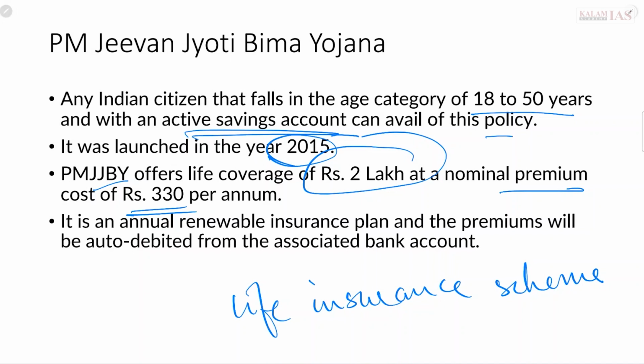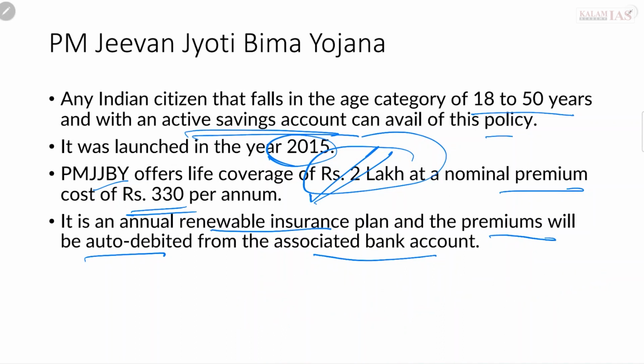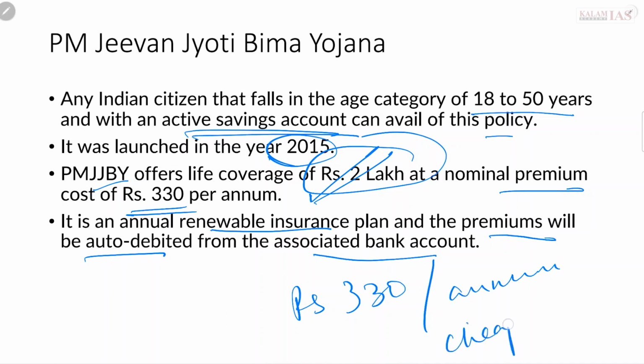Okay, so you pay only rupees 330 every year, but in case of death, the dependents or the nominees of the life insurance policy will receive the massive sum of rupees 2 lakhs. This is an auto renewable insurance plan and premiums will be auto debited from associated banks annually. So once you opt for it, there is an opt-out model, but otherwise you will continue to pay rupees 330 per annum for the purpose of life insurance. So this ensures cheap life insurance every year.